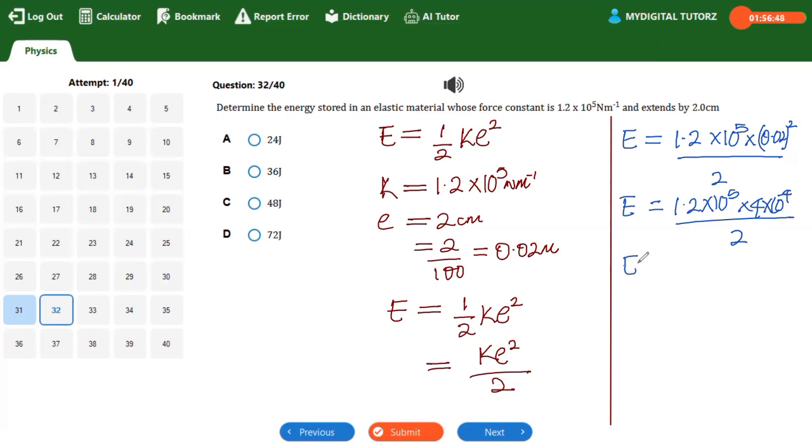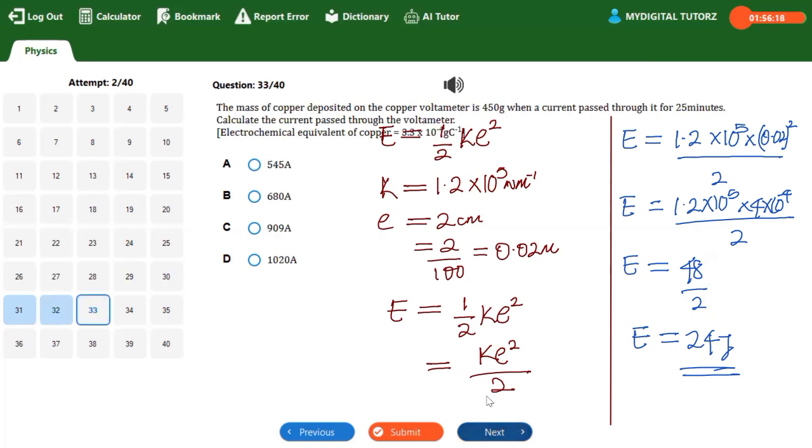So we have E equal to 1.2 times 10 to the power 5, multiplied by 4 times 10 to the power minus 4. That will give us 48. So we have here 48 all over 2. Therefore, E will be equal to 24 joules. As simple as this. Exactly. So our correct option here is option A. So moving down to the next question, which is question 33.